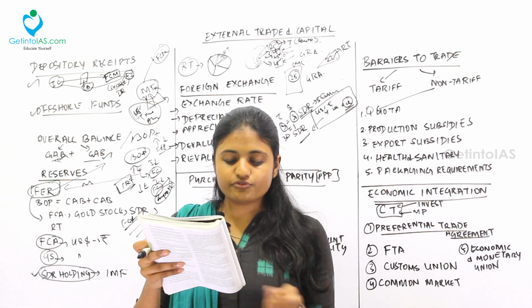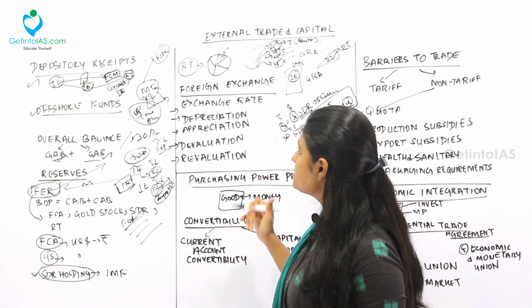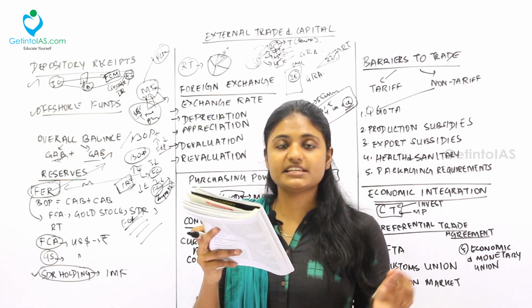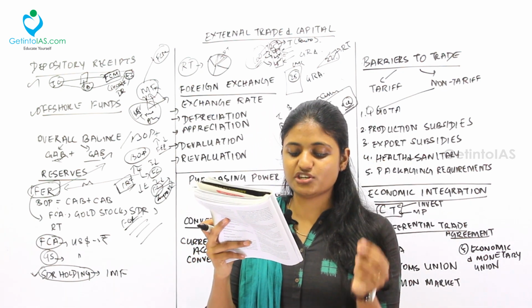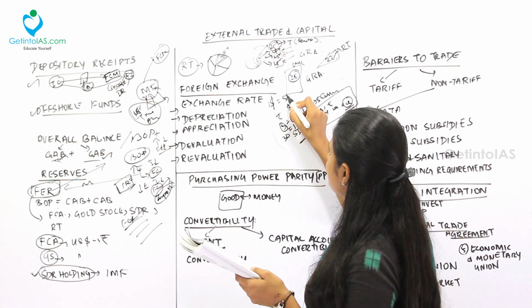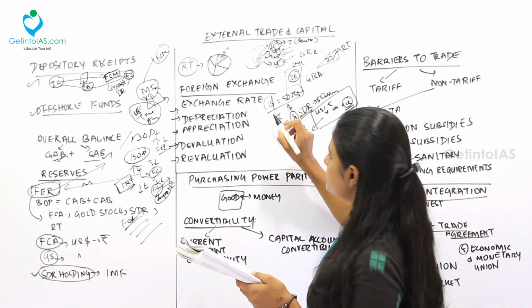Next one, coming to the foreign exchange. Under the foreign exchange, we have what? We have the exchange rate. What is an exchange rate? It is the rate at which the home currency is exchanged for 1 unit of foreign currency. For example, $1 will be equal to 50 rupees. So this is called the exchange rate.